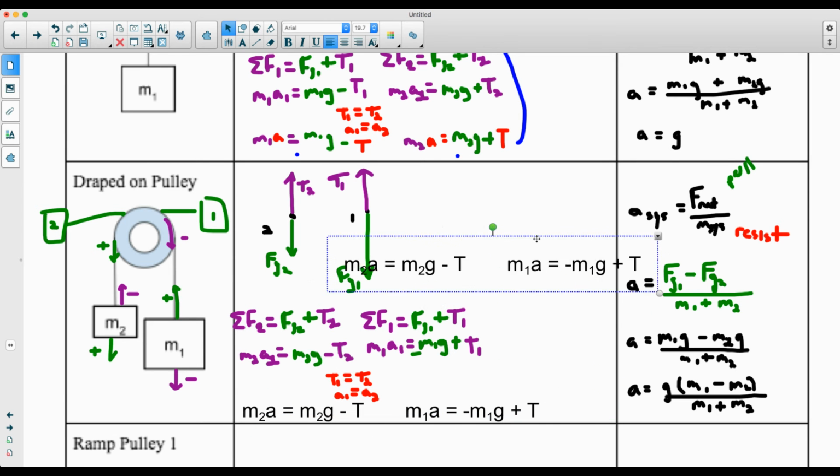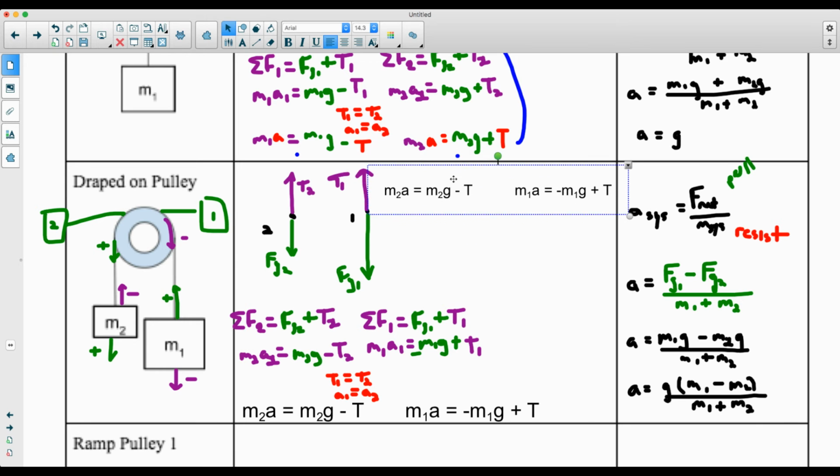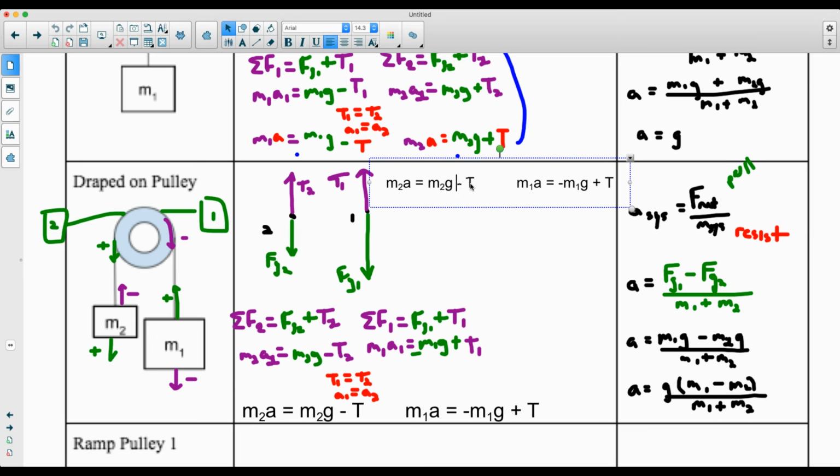You could actually do that right up over here. Not a big deal. I've got to shrink the font a little bit again. Solve each of these for tension. This one is going to bring the T over to the other side. So what you're going to have is T on this side, and then minus M2A on this side. And this one, we already have a positive T, so why don't we add M1G to both sides.